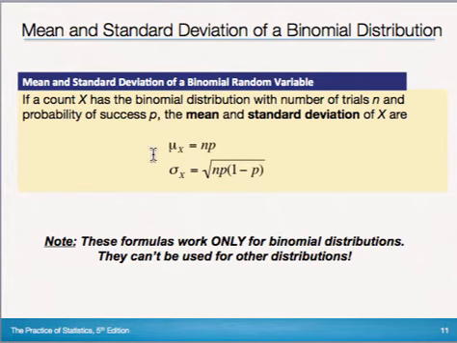So here are 2 formulas. The mean, let's say mu of x, is equal to n times p. The standard deviation, sigma x, is equal to the square root of n times p times 1 minus p. Important point, these formulas work for binomial distributions only. They cannot be used for other distributions. And that'll come up again in a couple minutes when we talk about when we can approximate something as binomial.